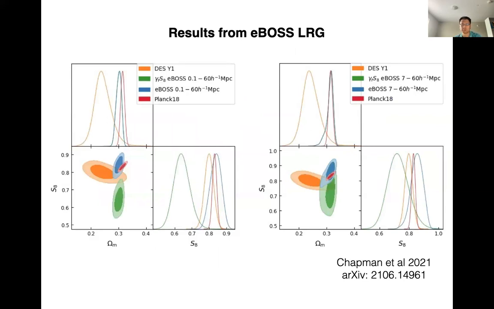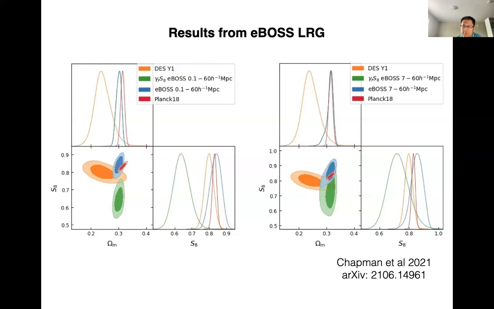This figure shows the constraints on the emulator and S8. The difference between the left-hand side and right-hand side is that on the left we show the full scale measurements, the blue and green contours, and on the right-hand side we only use the linear scale measurements. So this is very similar to our BOSS analysis. The small scale can tighten the constraint, but shows some tension with Planck.